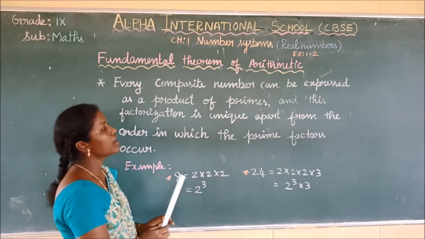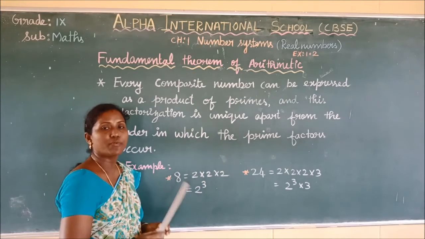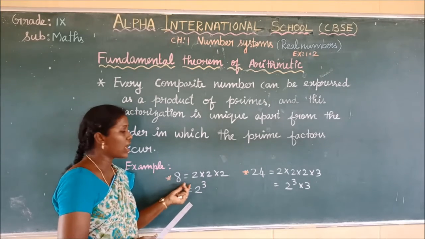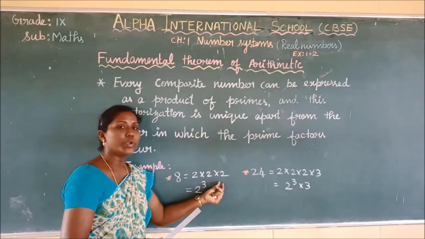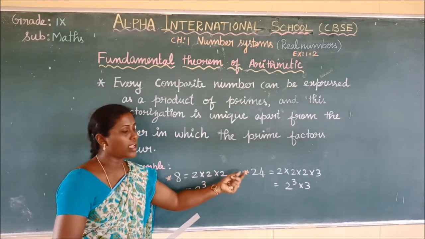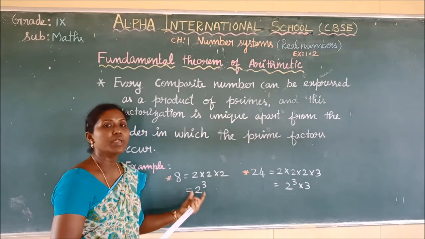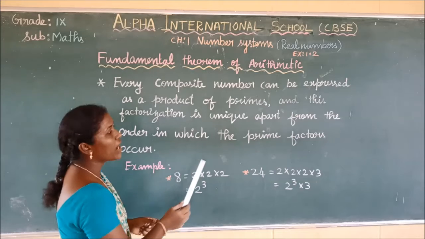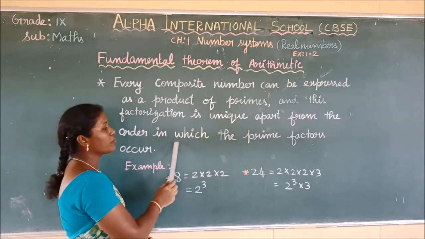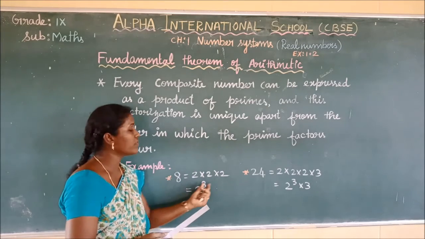Yes. See the next thing, and this factorization is unique. That means for each and every composite number, this factorization is unique. For 8 we have 2 into 2 into 2, which is 2 cube. For 24 we have 2 into 2 into 2 into 3, and we can write it as 2 cube into 3. It has a unique prime factorization, apart from the order in which the prime factors occur. Apart from the order, we will just write in order now.